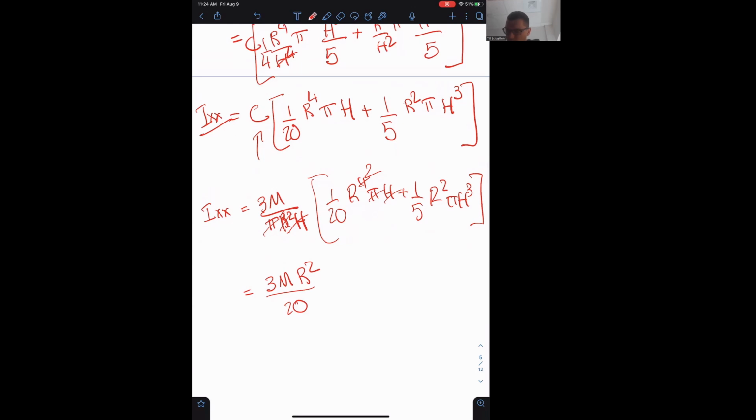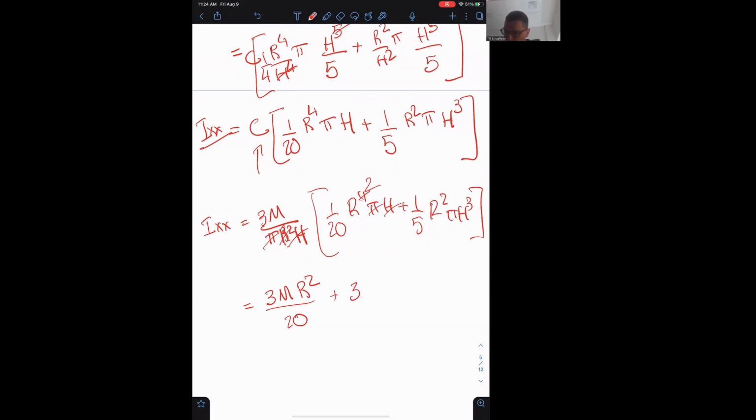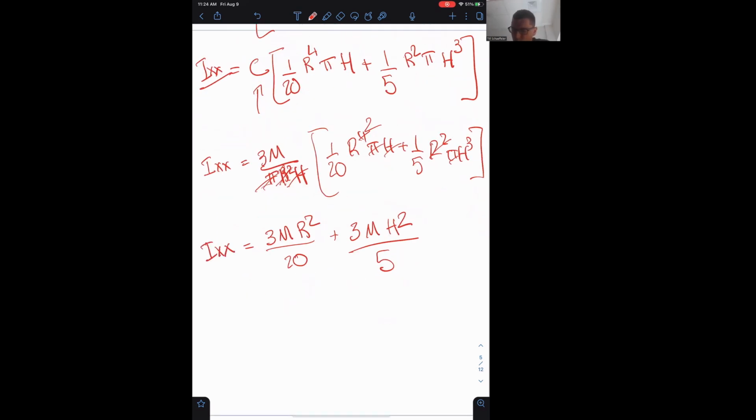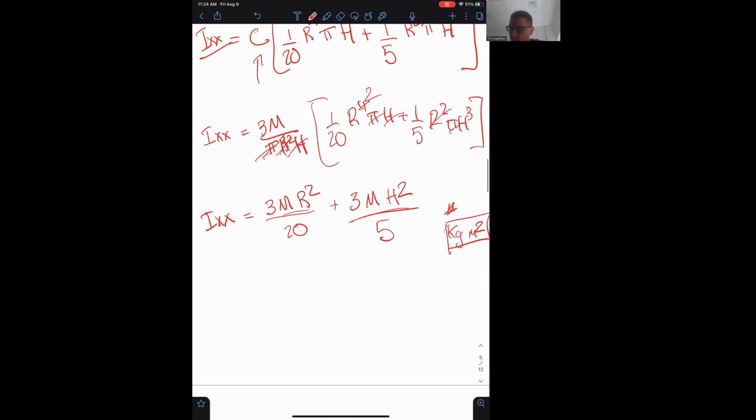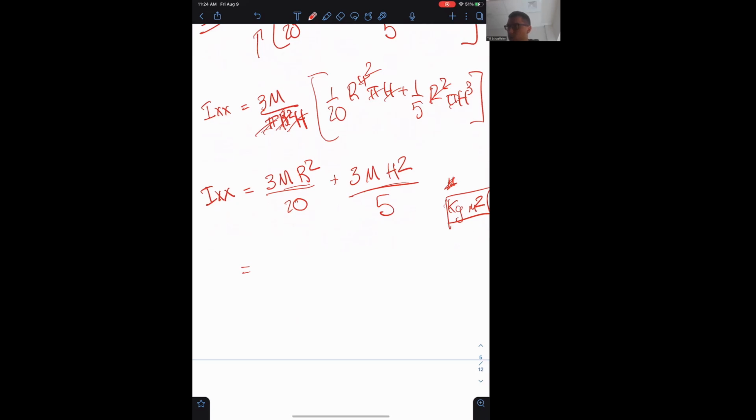And the second term is plus 3m, r cancels, pi cancels, so we get h squared divided by 5. Okay, so that's Ixx. The units are the same on both terms. They both have a mass times a length squared, like kilogram times meter squared, which is the units of moment of inertia. So that's good.